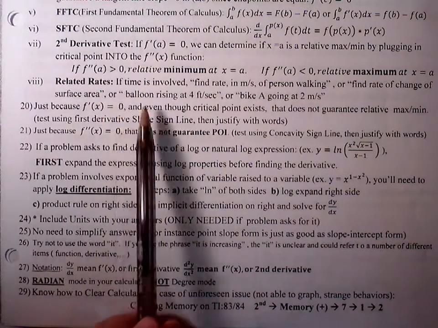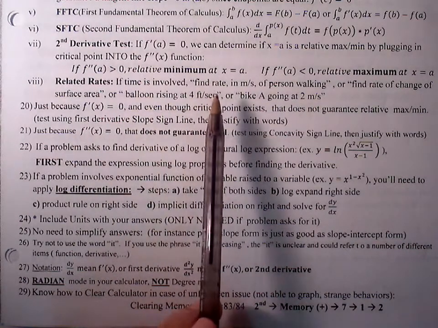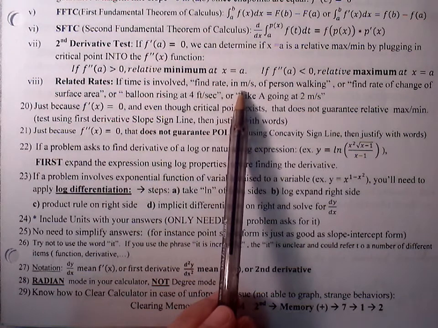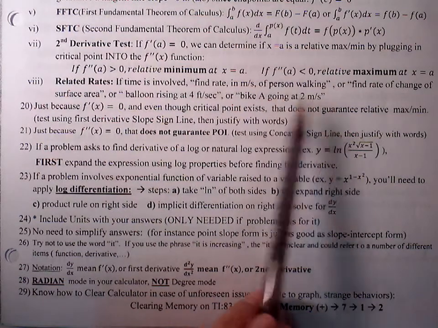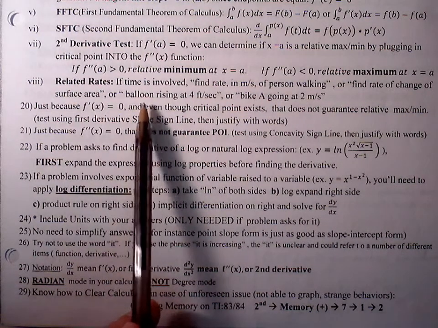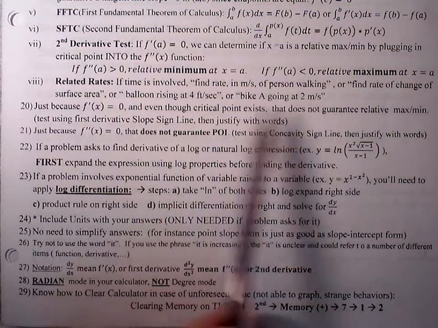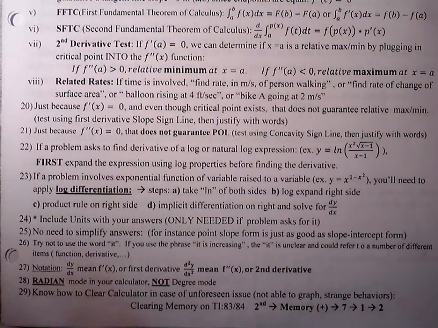I think I talked about related rates previously, but again, we involve time. If we see a rate, for instance, find the rate in meters per second of a person walking, find the rate of change of surface area, find our balloon rising at 4 feet per second. Anytime that you see time involved, usually that's a good hint that most likely it is going to be related rates.